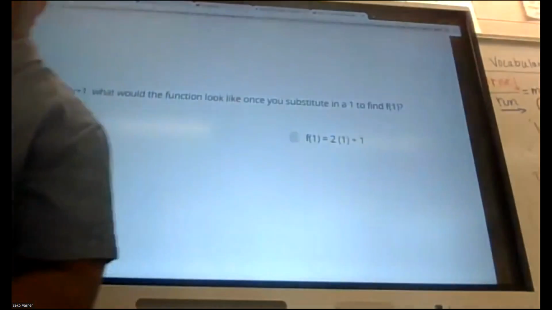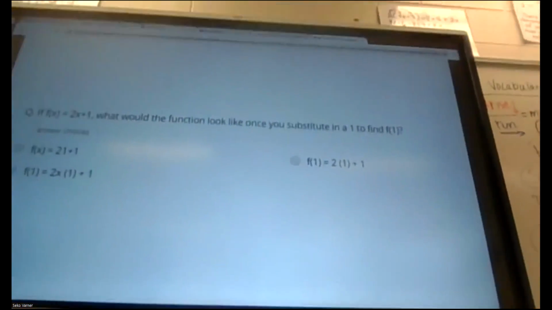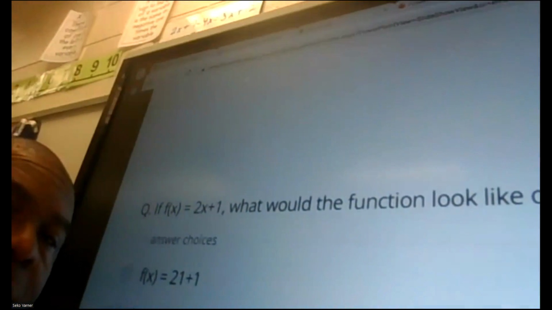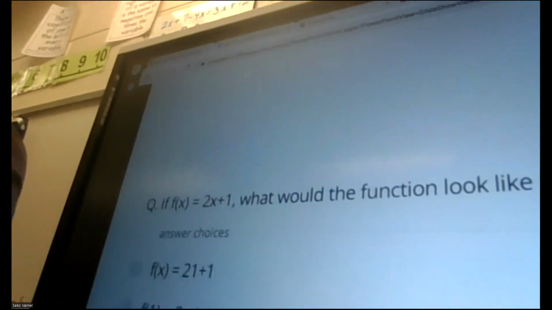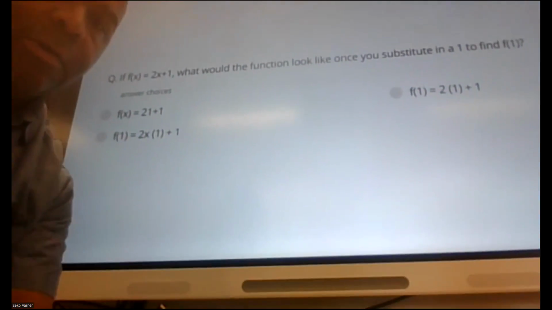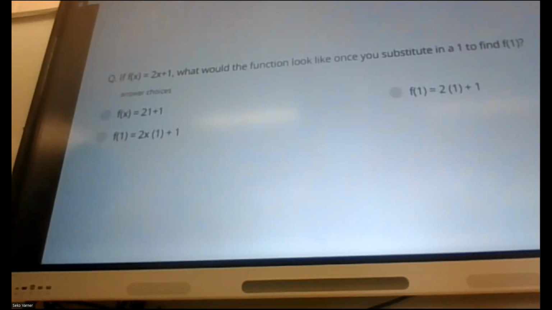All right. Read it for yourself just for a second and see if you can figure it out. All right. Just want to make sure you had a chance to see everything. How'd you figure that out? If f(x) equals 2x plus 1, what would the function look like once you substitute in a 1? Find f of 1.